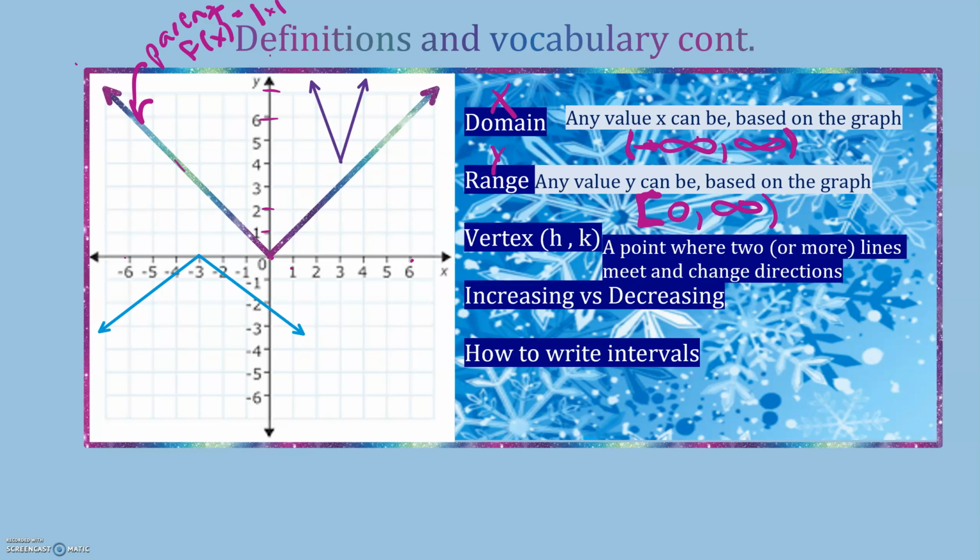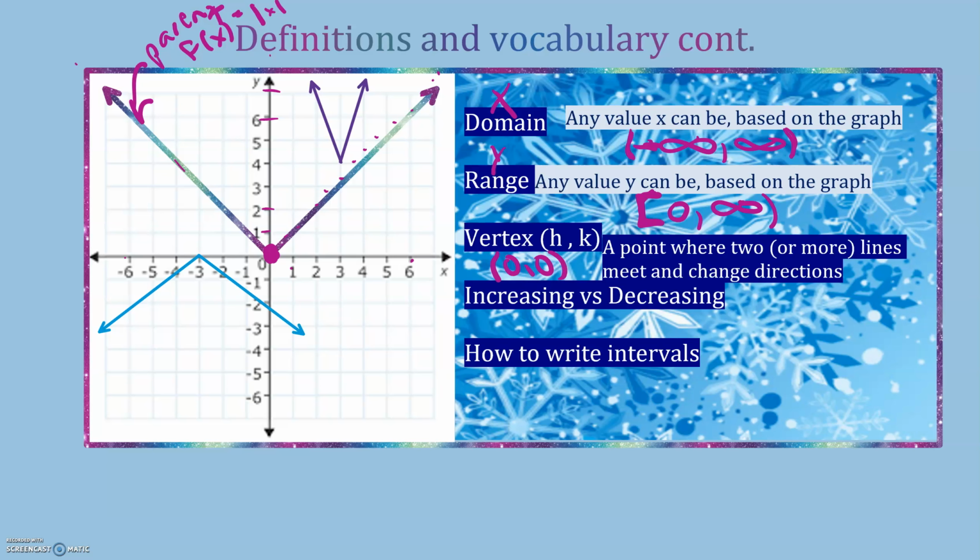A vertex then is any point, or one point, where two or more lines meet and change directions. So if I look at my parent function here, I'm going negative, negative, negative, negative. Ooh, I stop right there at 0, 0. And now I'm going positive, positive, positive. So where those two lines meet, that point is called the vertex. And in this case, on our parent function, it's 0, 0.